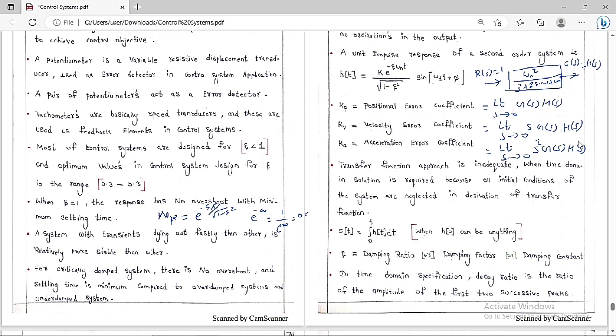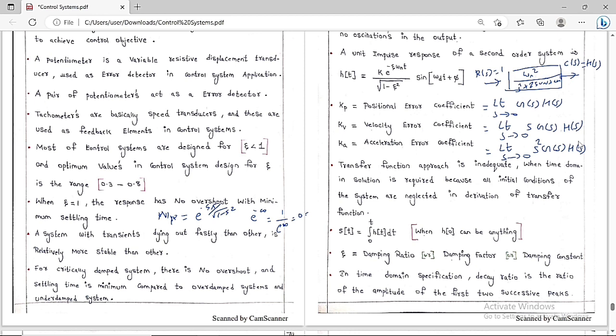So finally I can say the transfer function approach is inadequate when time domain solution is required, because all the initial conditions of the system are negated in the derivation of the transfer function.